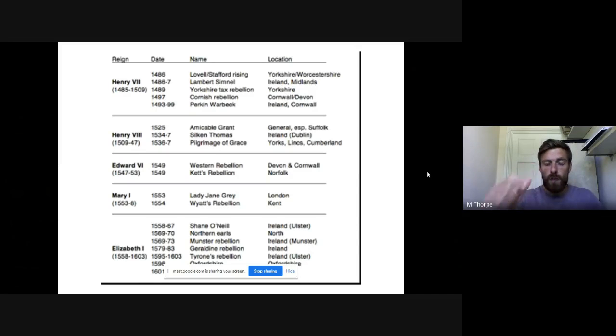So here, although it's quite blurry, you've got down the left-hand side the name and years the monarch was in power, and then the date, the name, and location of the major rebellions. You want to aim for, I believe, between 6 or 7 rebellions, okay? And you can include the ones in Ireland, but for me, it makes it a little bit more complicated, but you're more than welcome to do that.